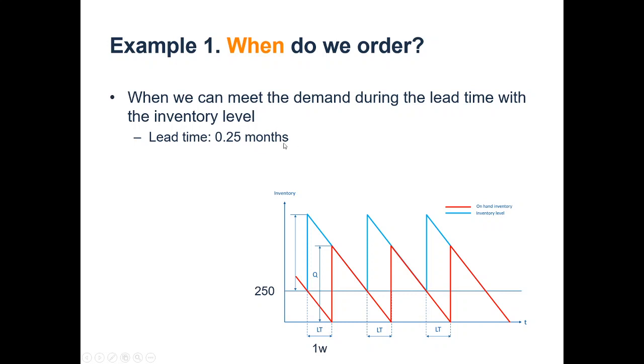And that happens in this case as follows. We have a lead time of 0.25 months and a demand during lead time as a result of that time is 250 computers, which is of course 0.25 times 1,000 computers per month.